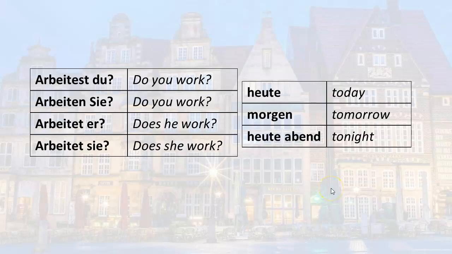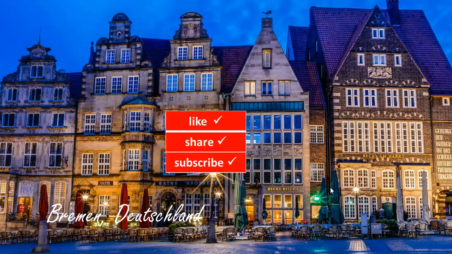Does he work today? Arbeitet er heute? Does he work tomorrow? Arbeitet er morgen? Does he work tonight? Arbeitet er heute Abend? Does she work today? Arbeitet sie heute? Does she work tomorrow? Arbeitet sie morgen? Does she work tonight? Arbeitet sie heute Abend?